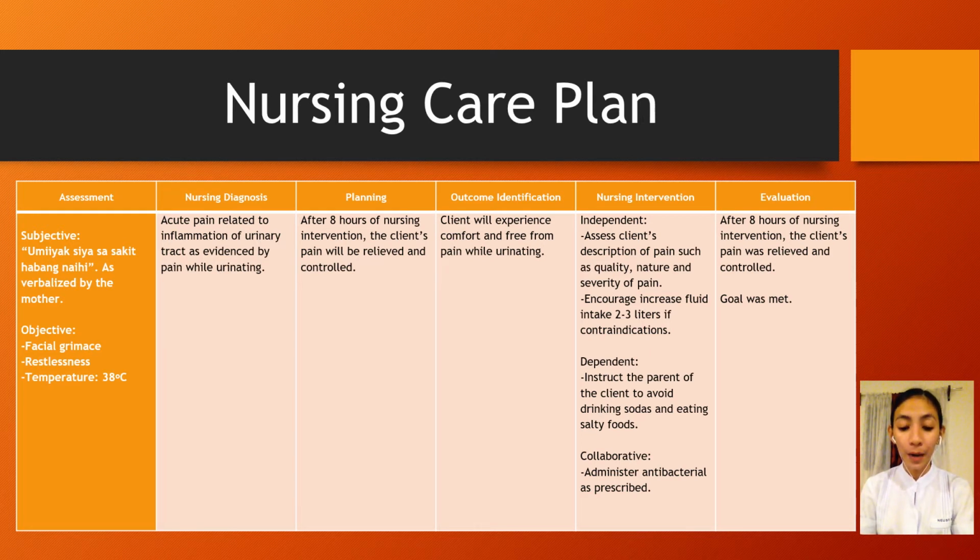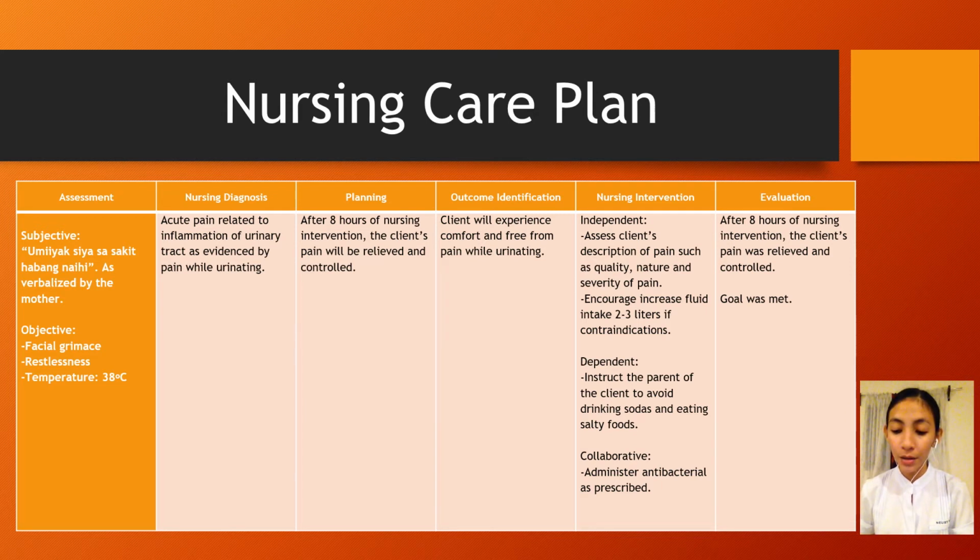So, for our planning, after 8 hours of nursing intervention, the client's pain will be relieved and controlled. Next is our outcome identification. Client will experience comfort and be free from pain while urinating. Our nursing interventions, we have independent: assess client's description of pain, such as quality, nature, and severity of pain, which, as I said a while ago, we can use the Wong-Baker Face.